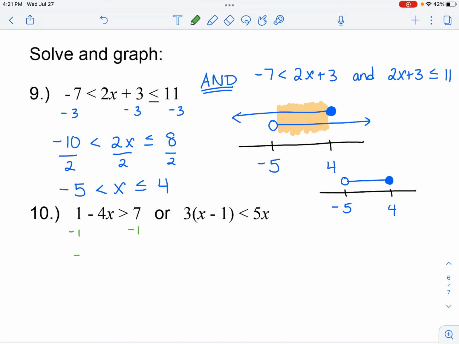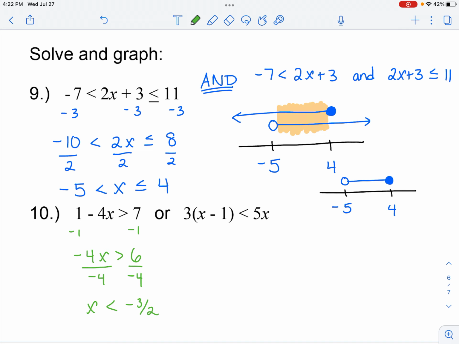So I'm going to subtract 1 from both sides to get negative 4x is greater than 6. I'm going to divide out negative 4. Because I'm dividing out a negative, I need to flip the direction of the symbol. 6 over negative 4 is the same as negative 3 over 2, or negative 1.5. Decimals are fine as long as you're not rounding those decimals.